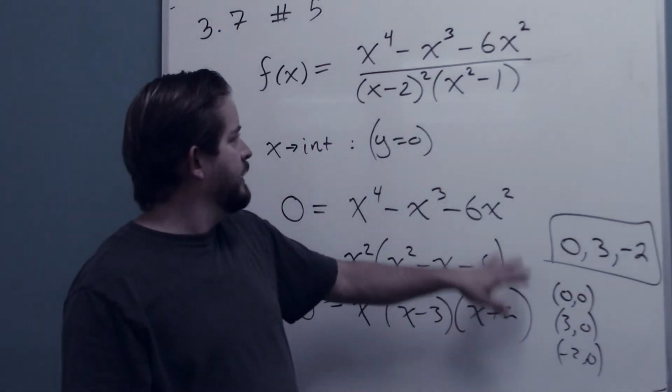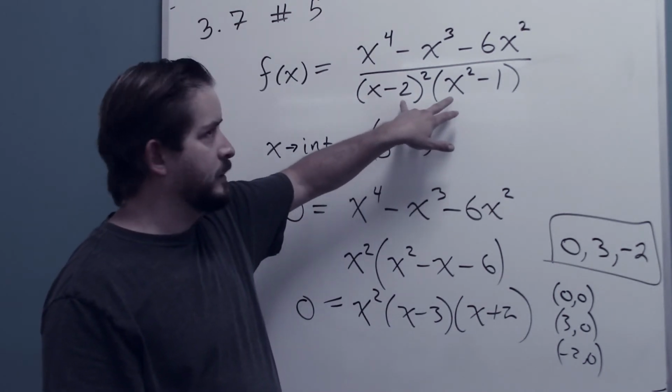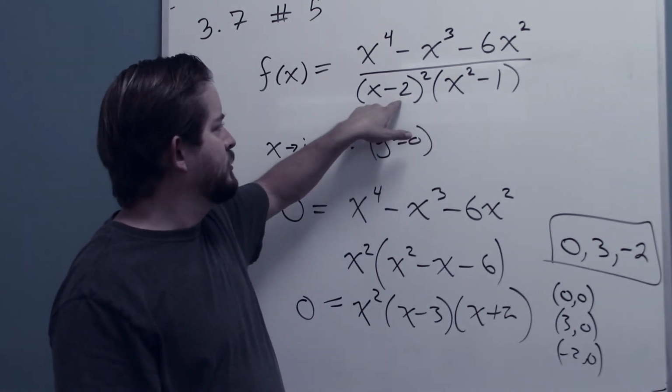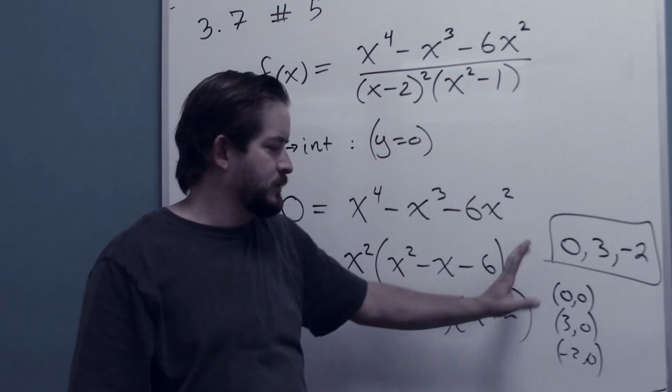None of those lie on the vertical asymptotes, right? Because that happened at 2, 1, and negative 1, and so we're okay.